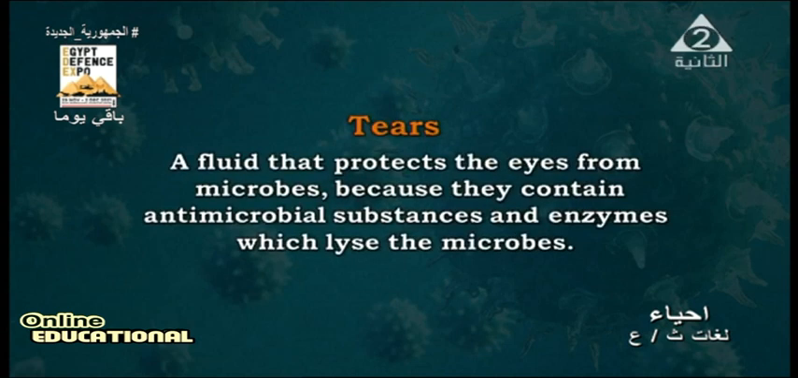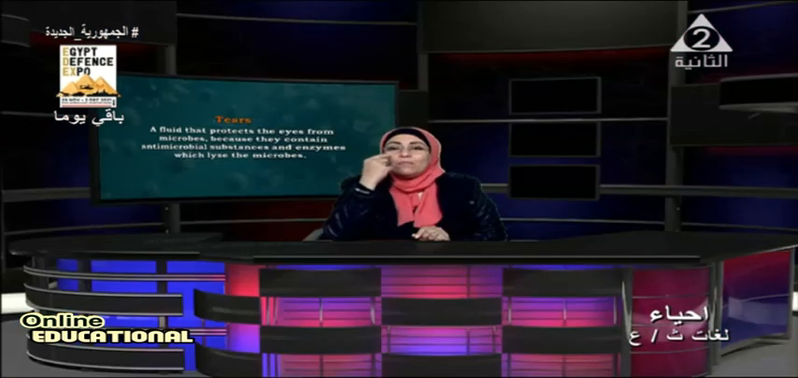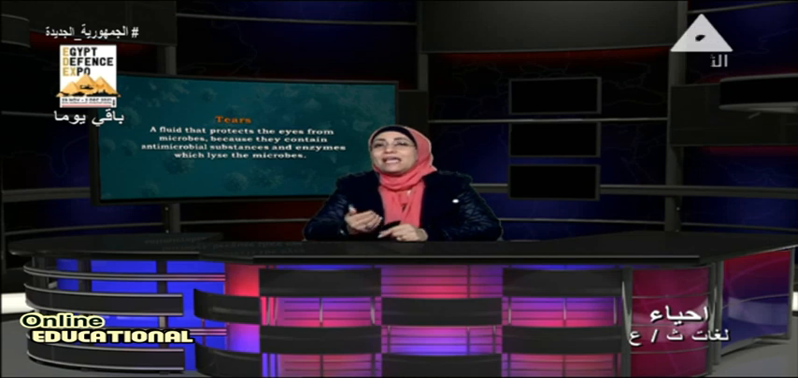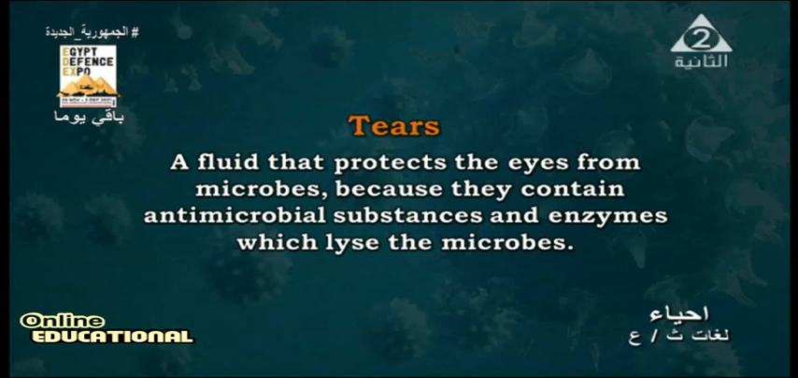What are tears? Tears are a fluid that protects the eye from microbes because they contain antimicrobial substances. Inside the two eyes there is a type of gland known as the lacrimal gland, which produces the tears. These tears contain chemical substances which make the eye moist and kill any microbes that can invade the eye. They also lyse the microbes, which means killing the microbes by changing them into small particles.